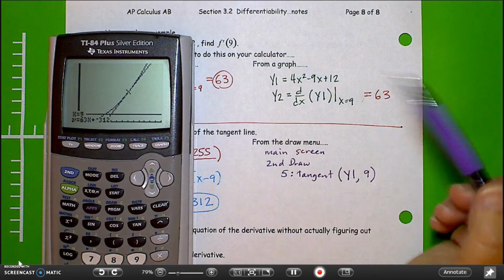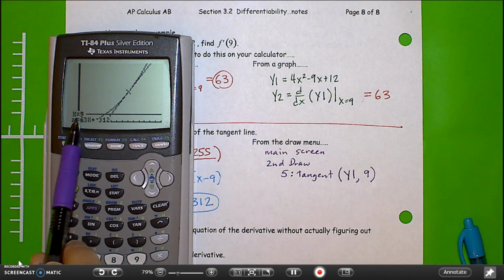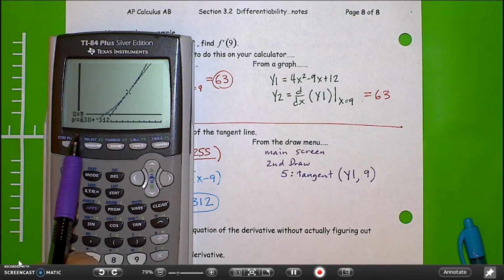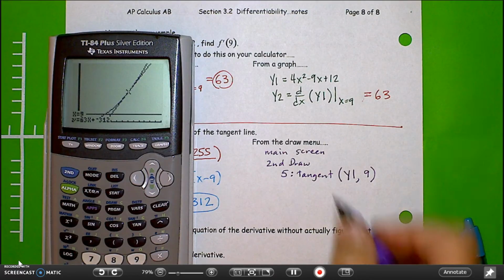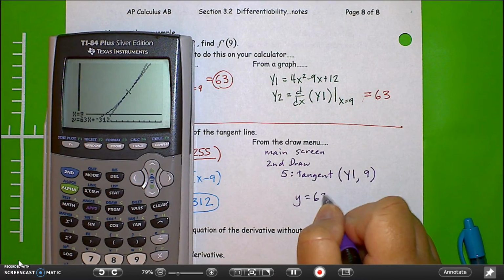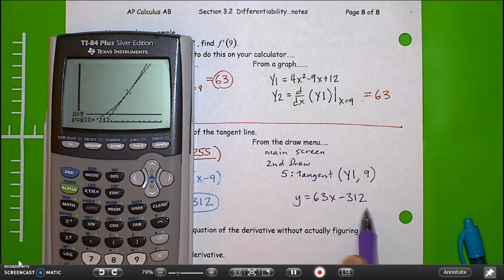There's the line. And now, if you take a look at what it shows you right away, it says at x equals 9, the tangent line is 63x minus 312. So that's the one place that you could get the equation of the line. Now this one works out nice because it's whole numbers. Sometimes if it's fractions or irrational numbers, it's going to include a lot of decimals in there. But it's still a pretty nice thing.